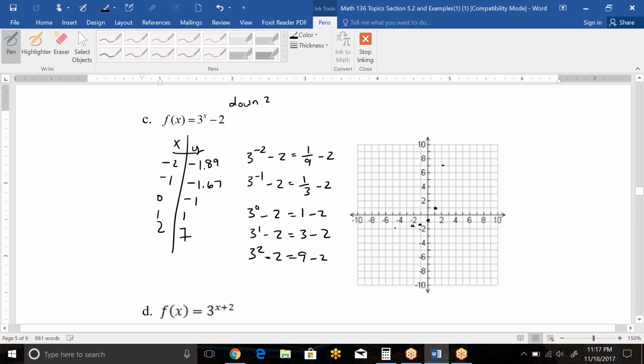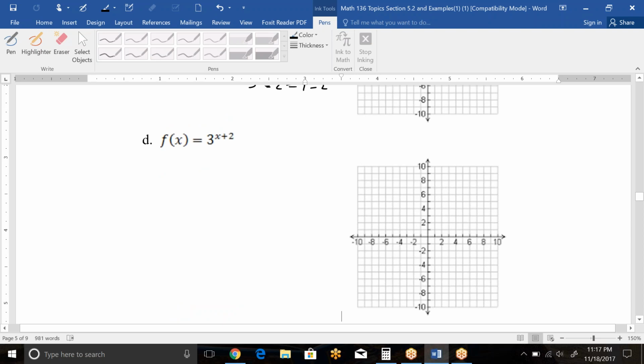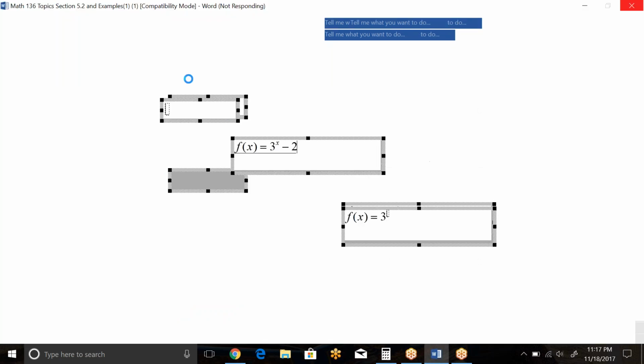So notice the same graph as before, but the whole thing has been shifted down 2, which means your horizontal asymptote has also been shifted with that vertical shift. So it's at -2, which is the constant that was at the end there. Okay, if you have a plus or minus 2 inside the exponent, that means you're doing a horizontal shift. Remember, horizontal shifts happen to something before you do anything else.